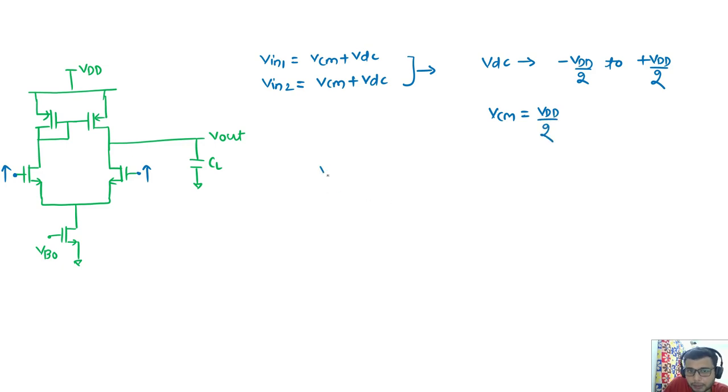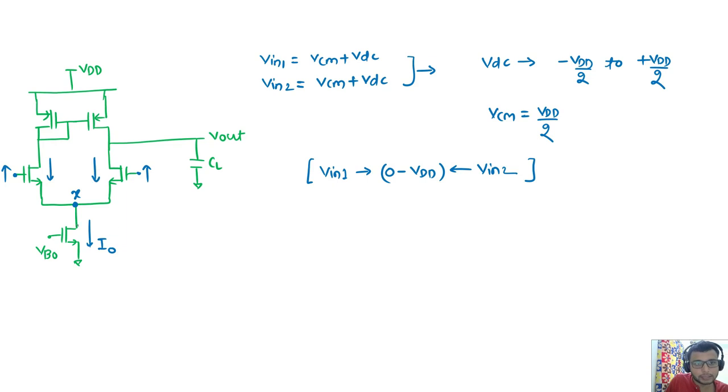So overall what is happening? V in 1 is varying from 0 to VDD, hence V in 2 is also varying similarly. So what we can see, when both the inputs are too low, node X is also 0. Current is nearly 0, so these currents are also 0. As we are increase the inputs, these currents are increasing, and this I naught is also increasing. We can see what is happening here.